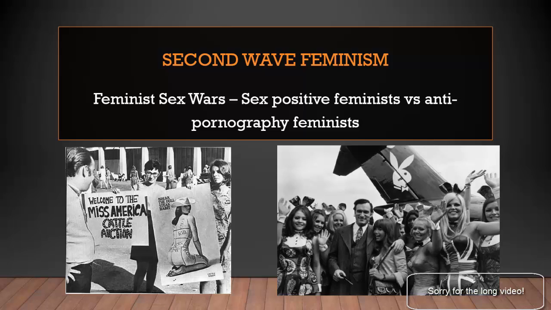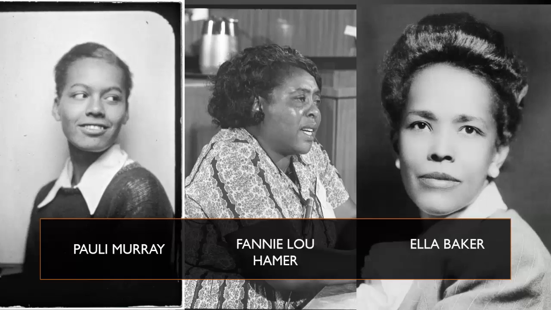But all of this is happening in mainstream media. There's certainly this focus, this obsession with this. But while all of that is happening, you have other women like Pauli Murray, Fannie Lou Hamer, and Ella Baker that actually predate this whole fight about whether we should be sex positive or not.